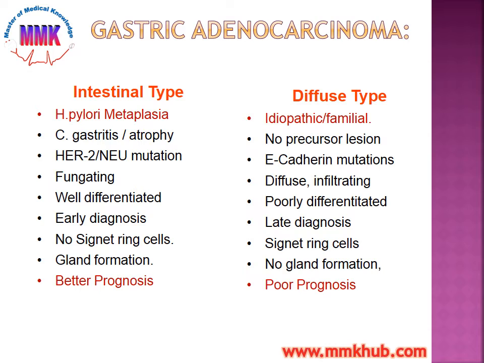in the diffuse type. Intestinal type is fungating, well differentiated, and early diagnosis is possible, while in diffuse type there is a diffuse and infiltrating lesion which is poorly differentiated, so the diagnosis is mostly late. There is gland formation in the intestinal type, but no signet cells, while in diffuse type signet ring cells are present, but there is no gland formation. As a whole, intestinal type has a better prognosis, while the diffuse type has poor prognosis.